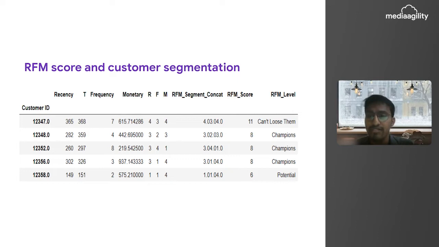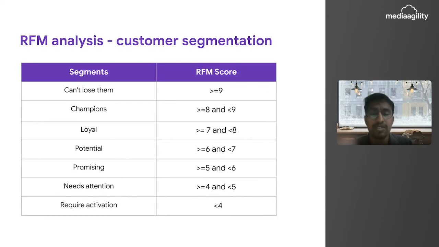So here we got the RFM score and the RFM level, which shows that if the RFM score is greater than 11, or greater than 9, we put them in a different category. If the RFM score is less than 9, we keep them in a different category. So we categorize the customers according to their RFM score. Here are the segments of the customer that we call customer segmentation according to the RFM score. This RFM score is based on the transactional behavior of the customer.